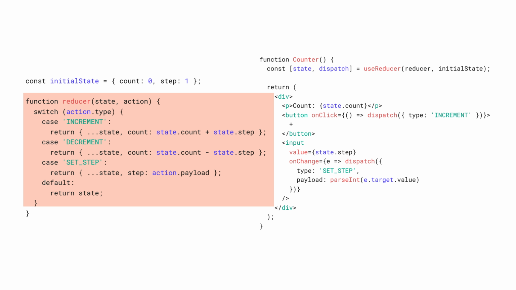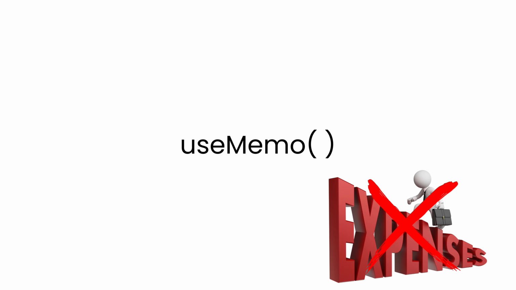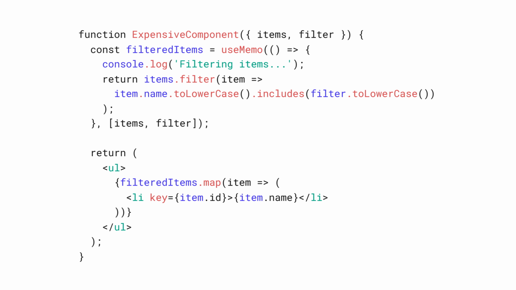Now let's talk about performance optimization hooks. useMemo prevents expensive calculations from running on every render. What this is doing is memoizing the filtered result. The expensive filtering operation only runs when items or filter changes, not on every render. In a real application with thousands of items, this optimization can make a huge difference.